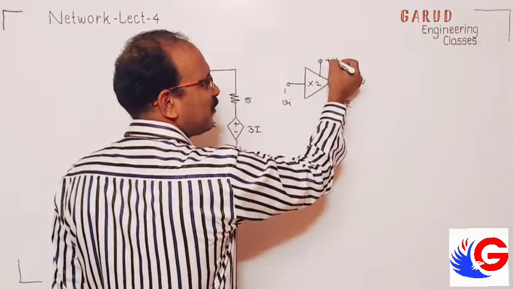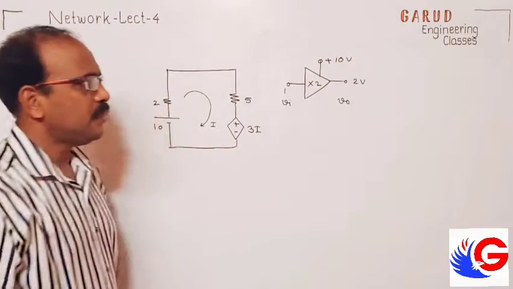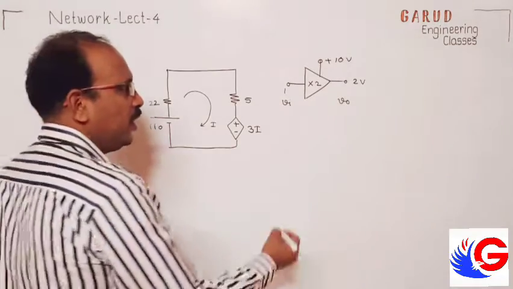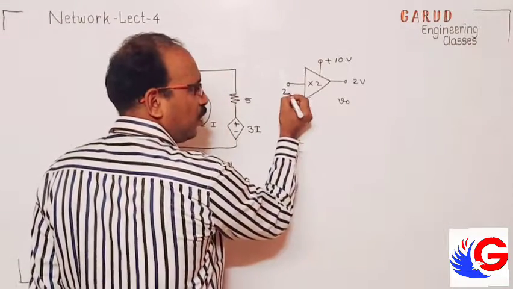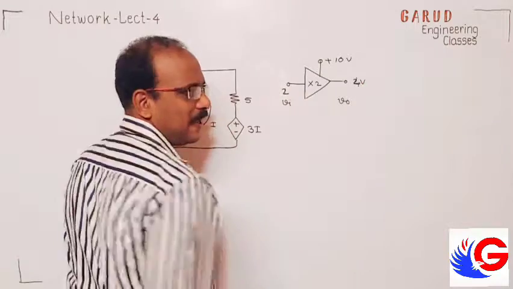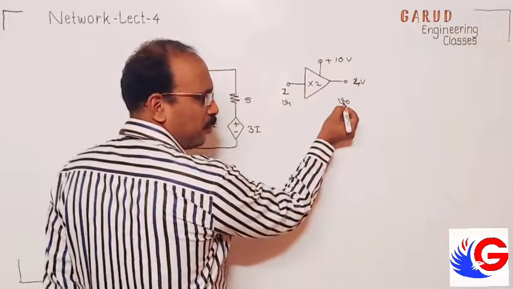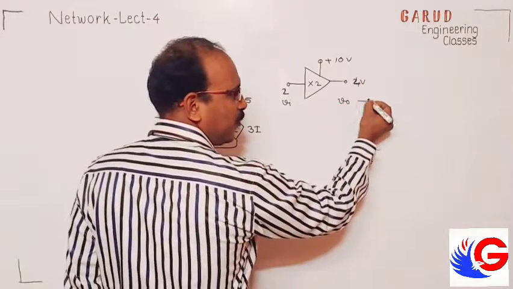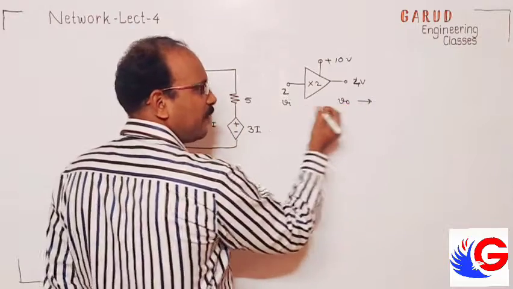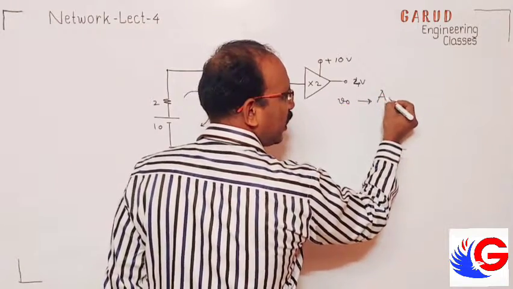Suppose the supply is 10 volt. If I give 2 volt here, the output will be 4 volt, from the supply. This type of amplifier, where the output is voltage and the input is voltage, is voltage divided by voltage. This is a voltage amplifier.